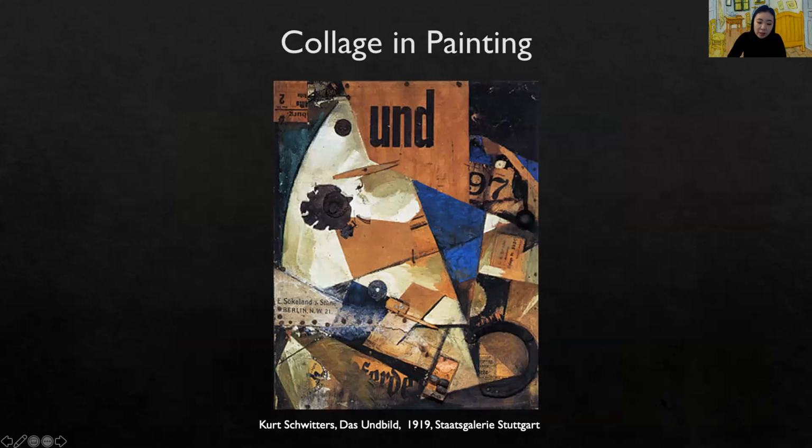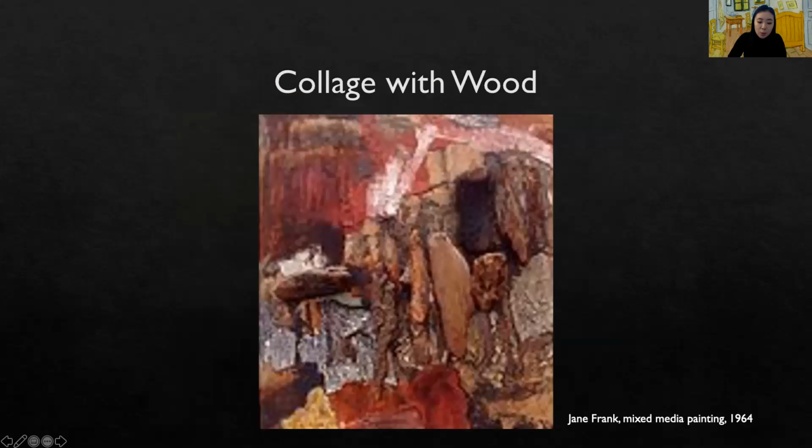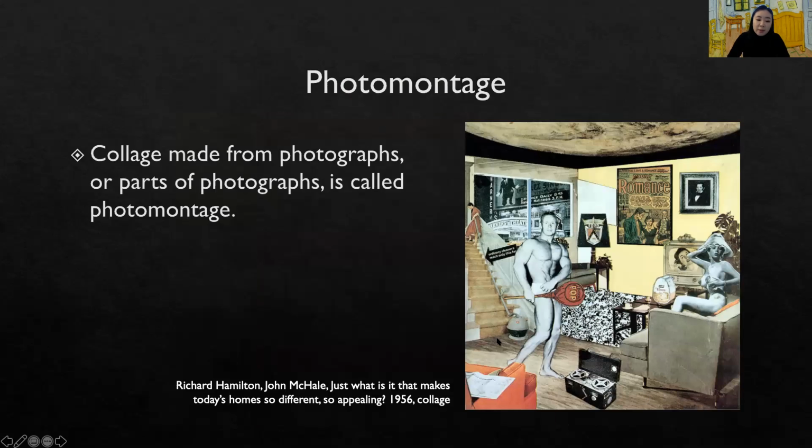And here is another artist's example of collage in painting. And wood collage is a type that emerged somewhat later than paper collage. And photo montage: a collage made from photographs or parts of photographs is called photo montage.